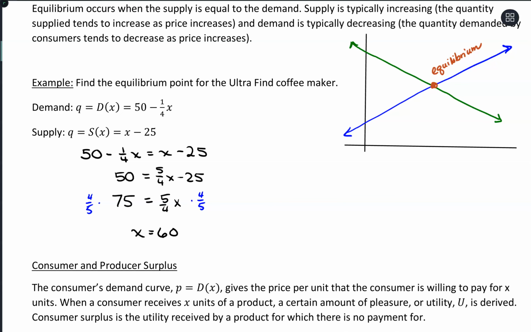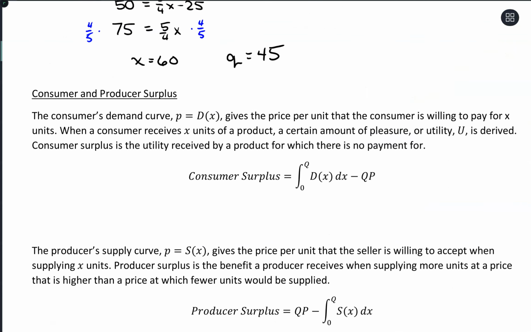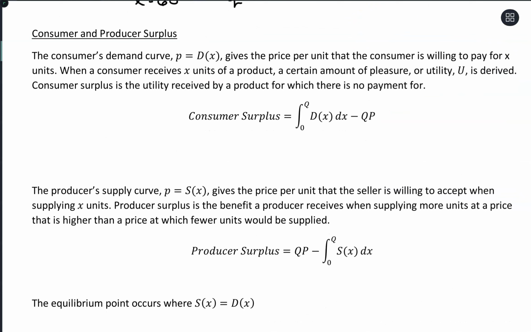Let's see how these are set up. We have Q and x, so x would be our price. To find Q, we just plug it into one of the equations, maybe 60 minus 25, which is nice and fast. So a quantity of 45 at a price of $60 would be equilibrium for this coffee maker. We've done that previously, but now let's expand on how we can use this equilibrium point to tell us more. That's going to come through consumer and producer surplus.